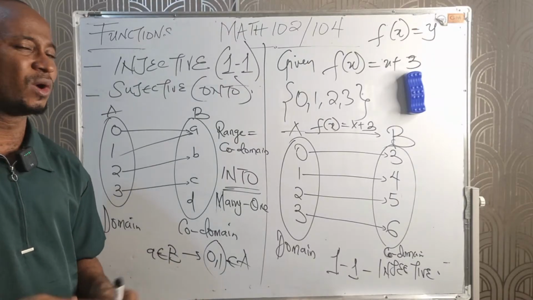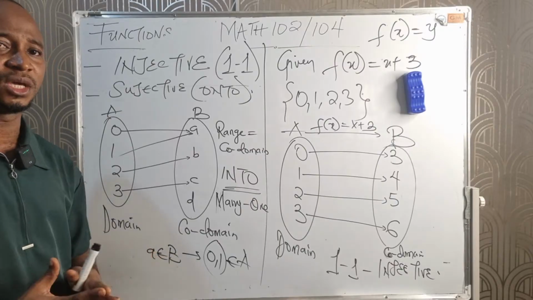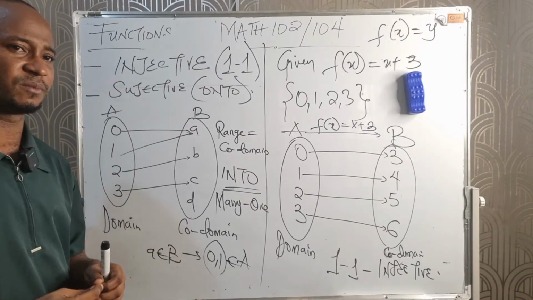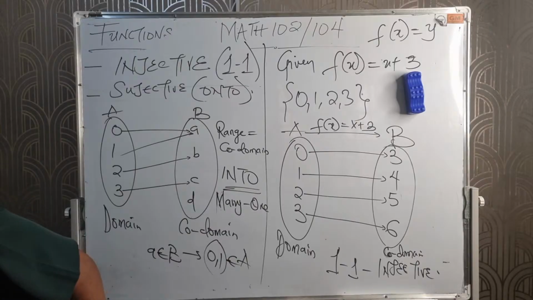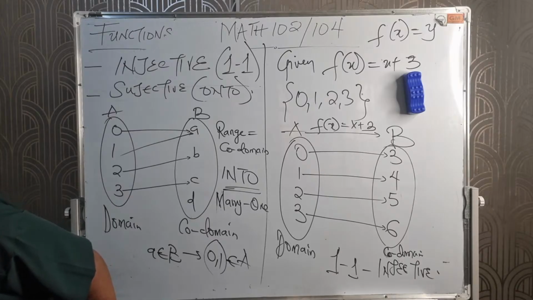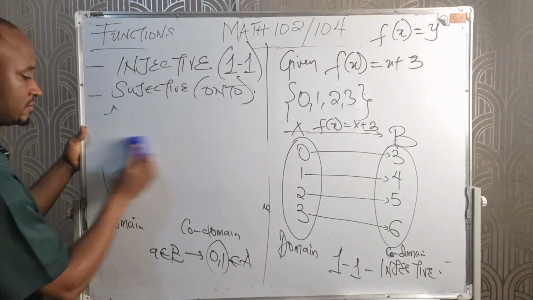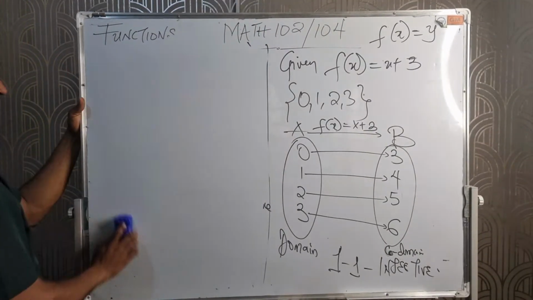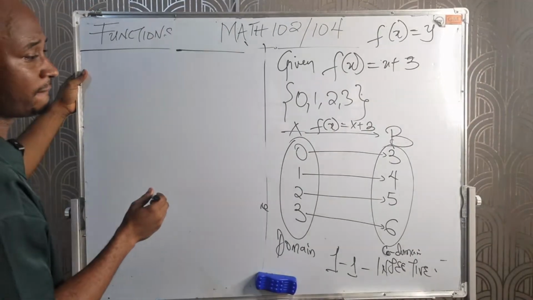But don't forget, what differentiates an into from onto is that in an into mapping function, the range is not equal to the codomain, but in an onto mapping function, the range is equal to the codomain. Now, the next one I want us to look at now is called bijective.